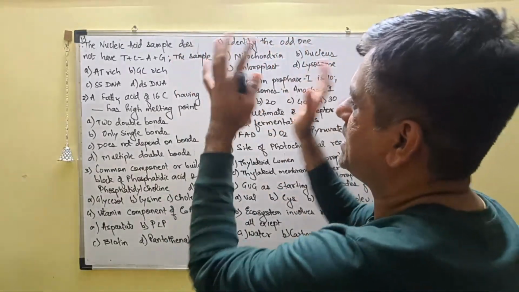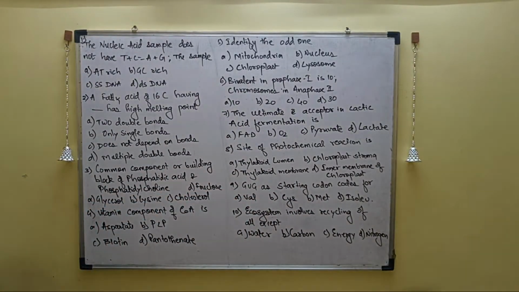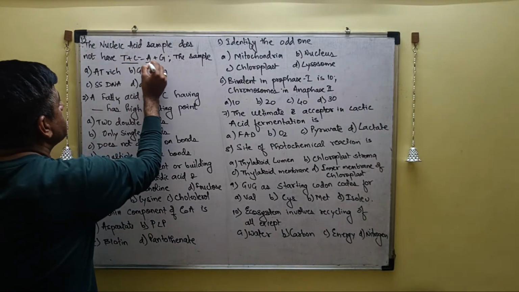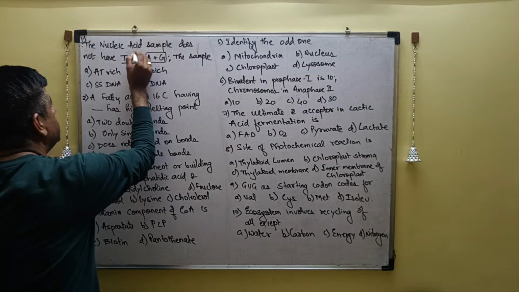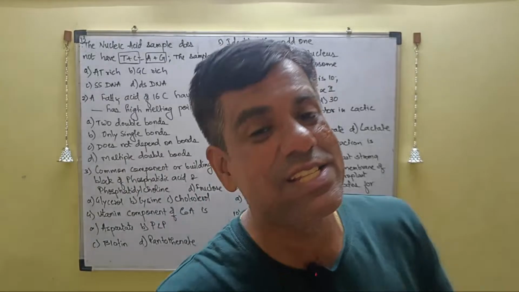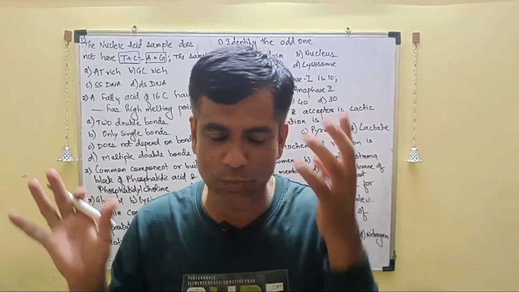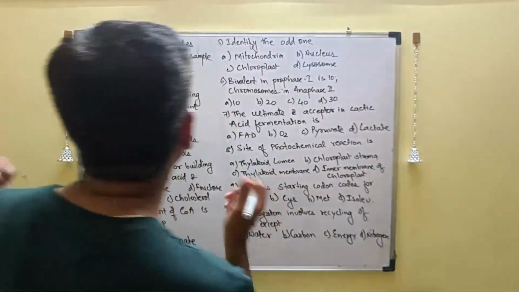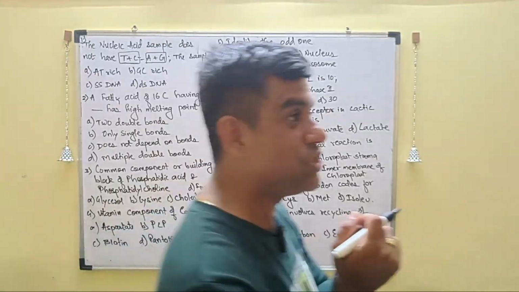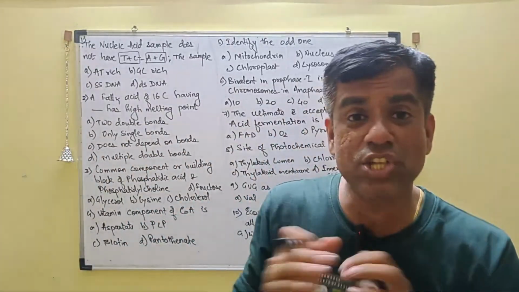The nucleic acid sample. Now you're having a nucleic acid sample, say a DNA sample, which does not have a ratio of T plus C equal to A plus G. A DNA sample must have A plus G equal to T plus C. The number of purines is equal to the number of pyrimidines. It is not A plus T, it is A plus G, that is purines, equal to T plus C. That is what is referred to as Chargaff's rule.